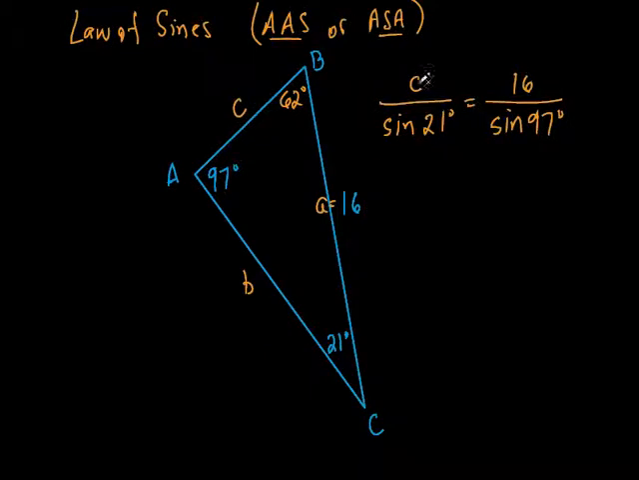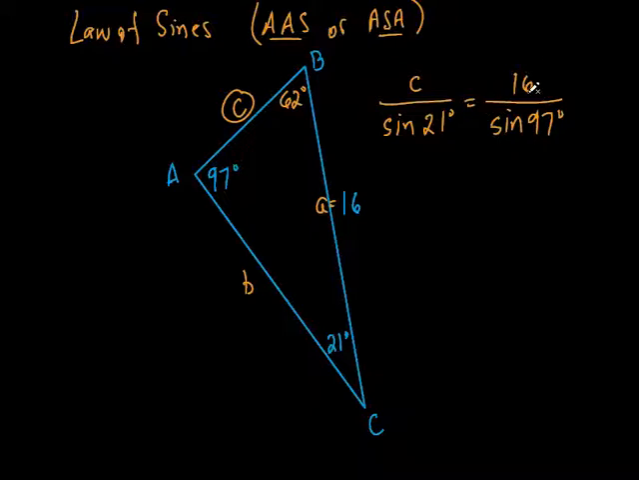So which ones do we use? We use the one that I'm trying to solve for. So I said, right off the bat, let's solve for side C first. So I decided to solve for C, so I put C up top. You've got to use the angle it's opposite. So I put C over the sine of 21 equals.